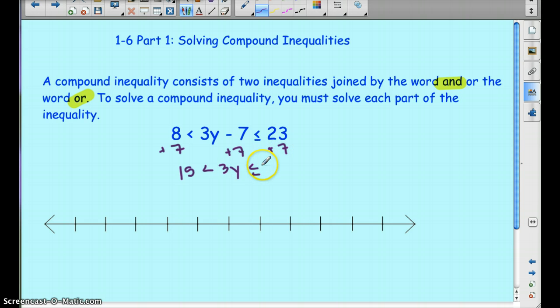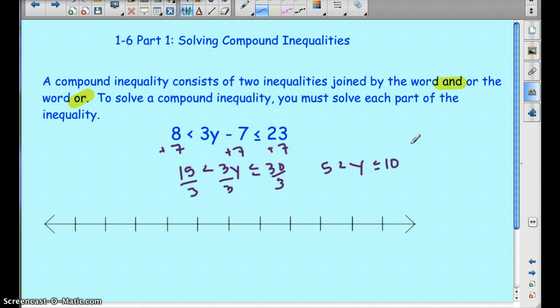23 plus 7 is 30. Divide by 3, divide by 3. So then I end up with 5 is less than y, which is less than or equal to 10.